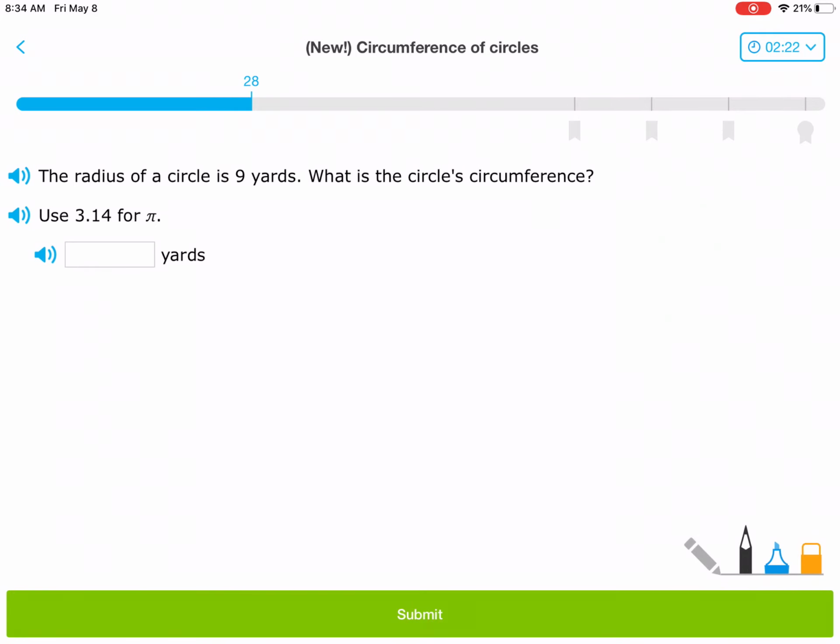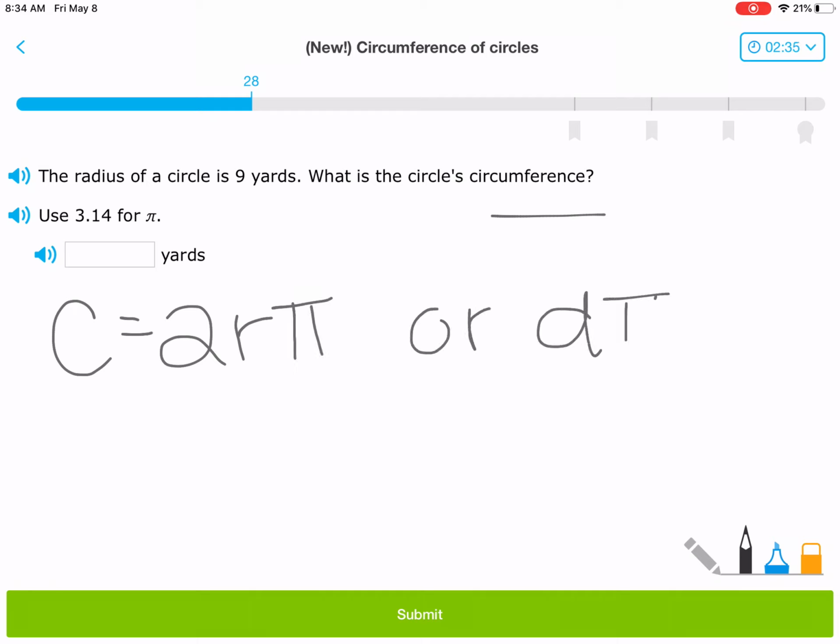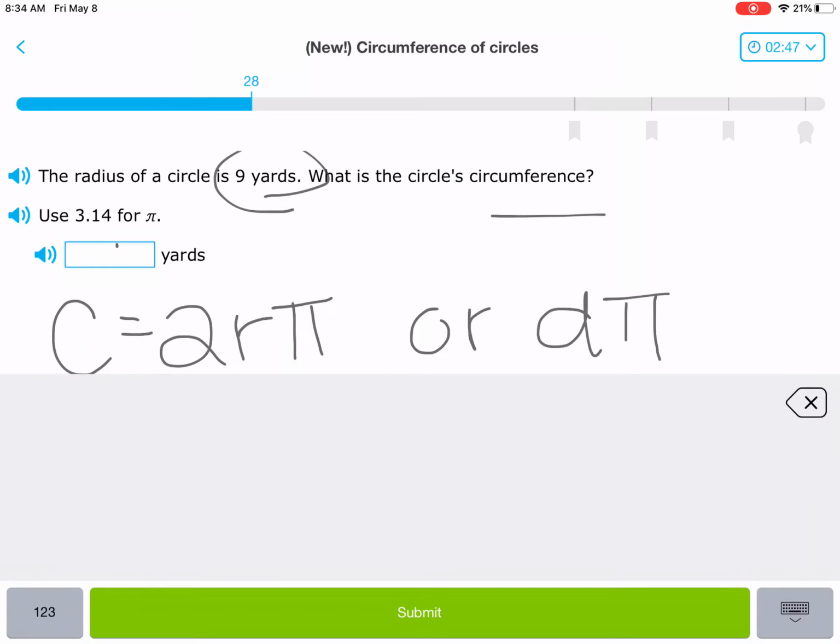The radius of the circle is 9. What is its circumference? Again, these are all going to be circumference problems. So you're going to use either circumference equals 2 times the radius times pi, or the diameter times pi. Okay? And it's giving us the radius, so we'll do 2 times 9 times pi. And pi is 3.14. 56.52.